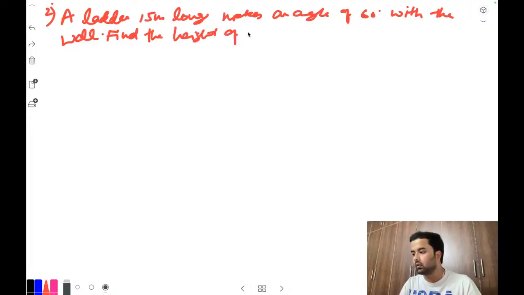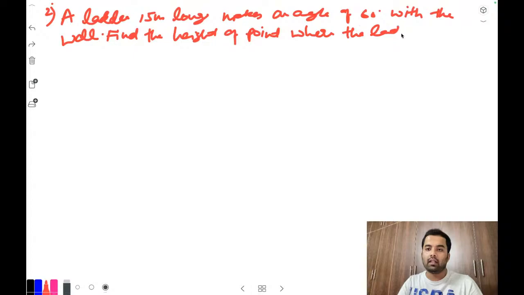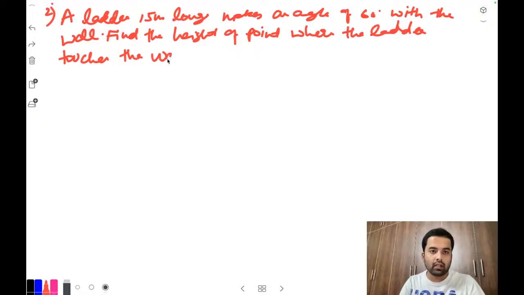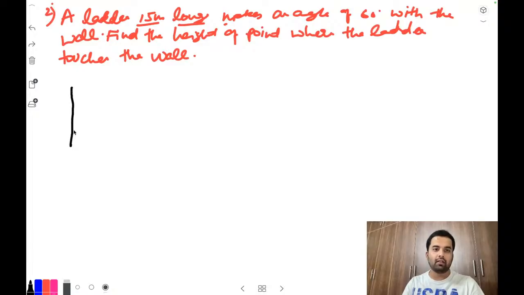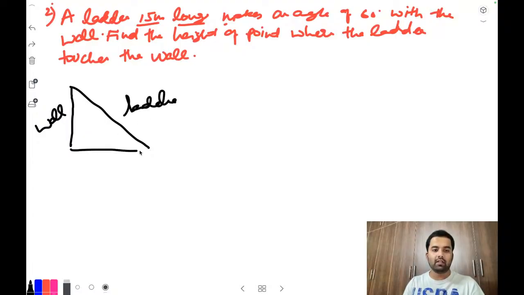Find the height of point where the ladder touches the wall. Now check this out. Ladder is of 15-meter long. Okay, so by the help of this one, we can figure out at least something. This is our wall. Okay, let me mention this also. This is a wall. This is our ladder. And obviously this becomes the base. Okay, let me mention that also.